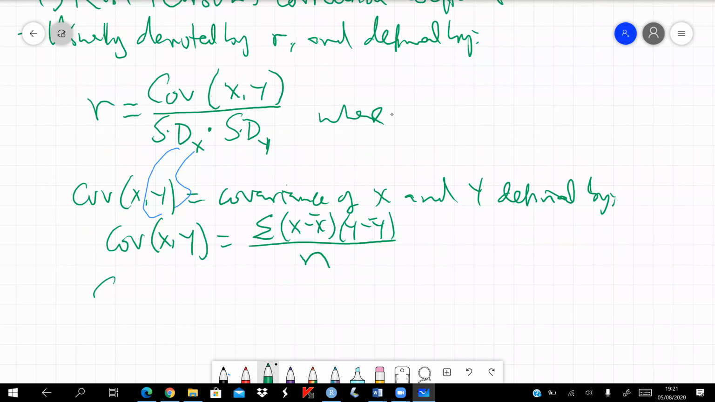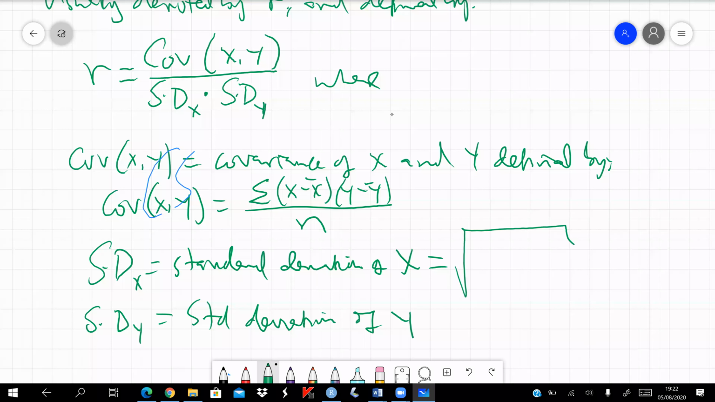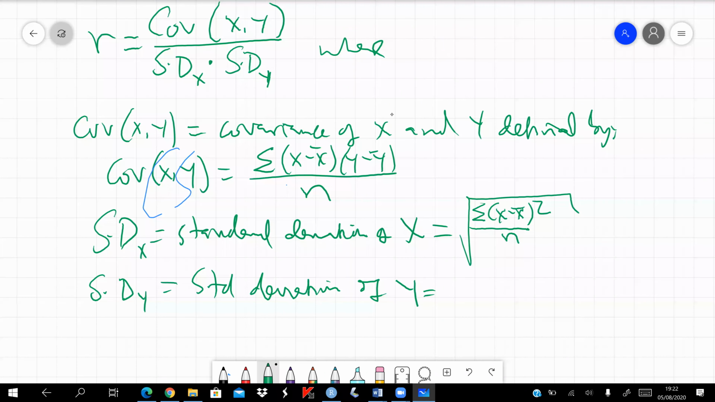Then SD of X is the standard deviation of variable X. Then SD of Y is the standard deviation of variable Y. So how do we get the standard deviation of a given variable? Square root of summation X minus X bar squared divided by N, assuming the sample size is large. Then here, summation of Y minus Y bar squared over N.